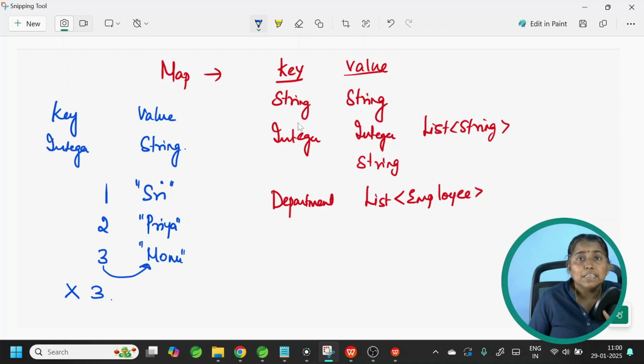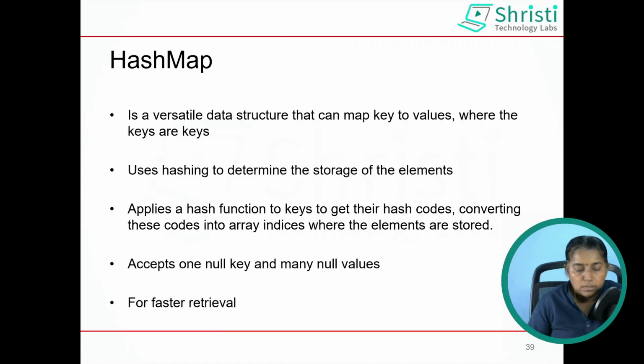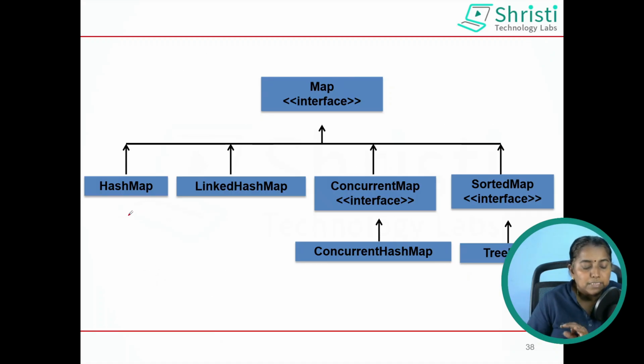Now, let us see the implementation classes of map. HashMap, linked HashMap, TreeMap. Together with that, we are also having concurrent HashMap. This is the pictorial representation. HashMap, linked HashMap, concurrent HashMap and TreeMap. This is similar to set implementation classes.